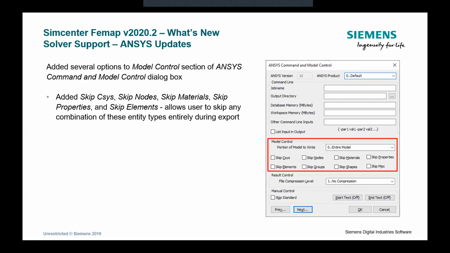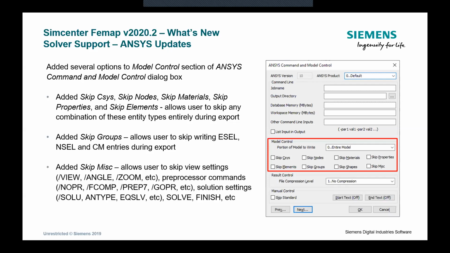What these allow you to do is just skip portions of the model. When it writes out, you can have it skip coordinate systems, nodes, materials, properties, and or skip elements. You can have it skip groups, which allows the user to skip writing E cell and N cell and CM entries during export if you like. And then skip miscellaneous.